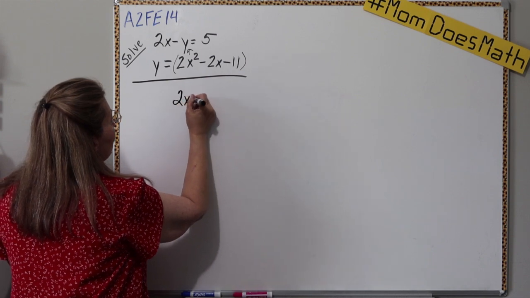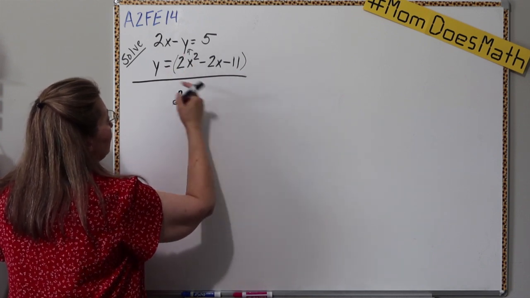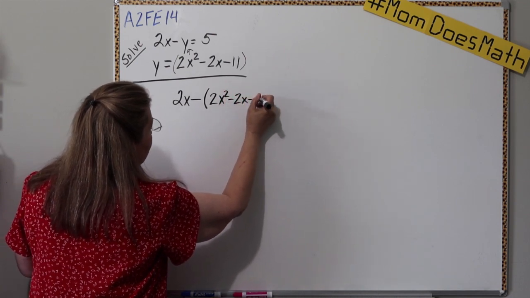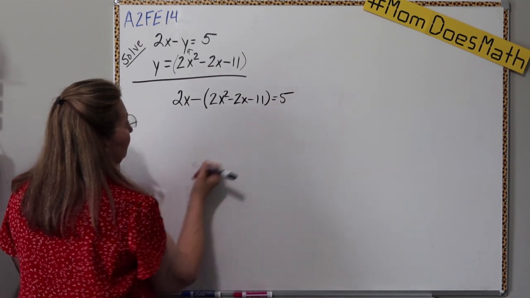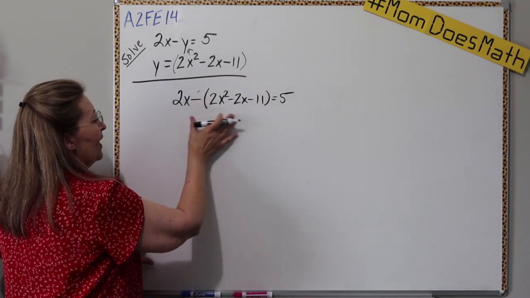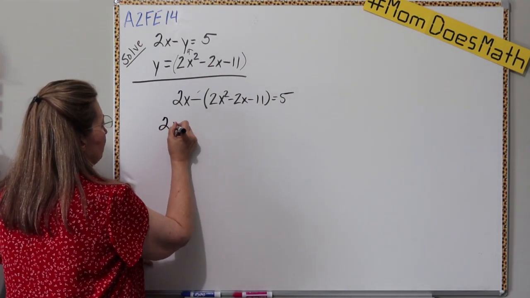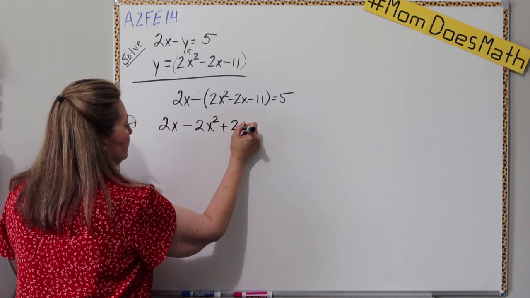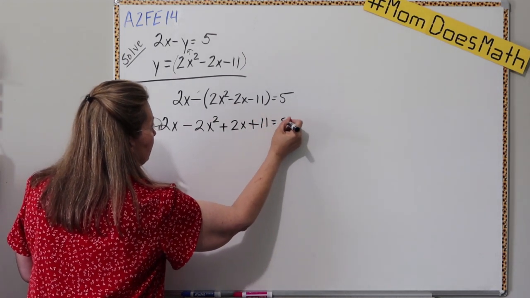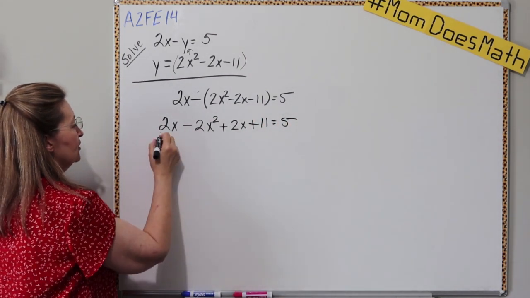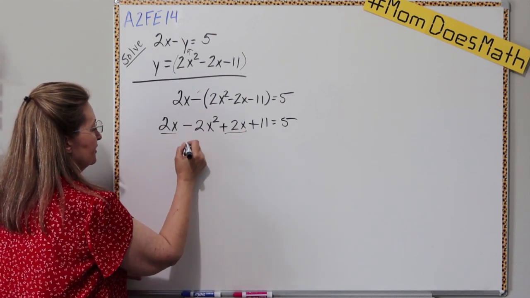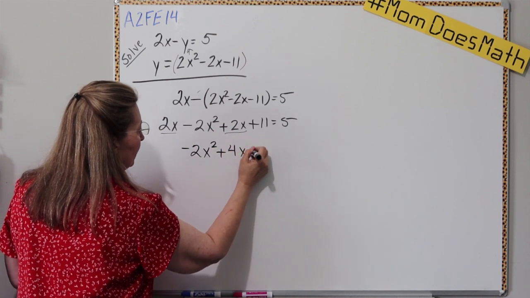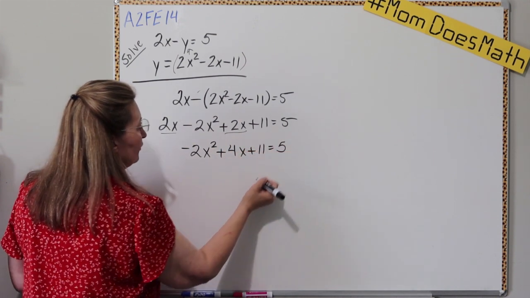So I'm going to take 2x minus, instead of y, I'm going to put this whole expression, which is 2x squared minus 2x minus 11, equals 5. Alright, now let's distribute this minus sign to get rid of the parentheses. So I've got 2x minus 2x squared plus 2x plus 11 equals 5. Just combining terms now. 2x plus 2x is 4x. So negative 2x squared plus 4x plus 11 equals 5.